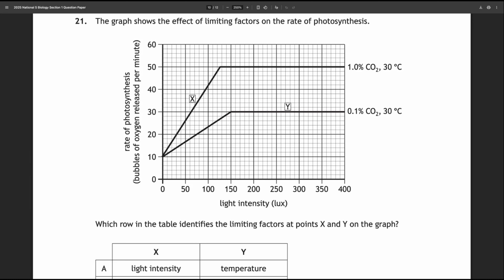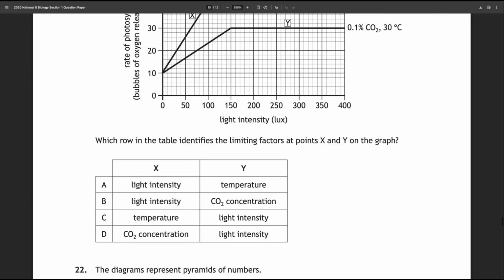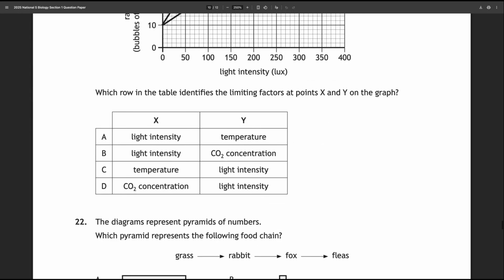Okay, if the graph is still going up, the limiting factor is whatever is in the bottom axis here, which will be light intensity. For Y, this point we've leveled off, so it's no longer light intensity that's a limiting factor. It must be something else. And if we compare the two lines, you can see the temperature is the same, so that hasn't changed. But the reason why this line at the top is much higher in terms of its rate of photosynthesis is because of the increased carbon dioxide concentration. So therefore, on Y, the limiting factor is carbon dioxide concentration. So the combination which works in the answer table there is B, light intensity, and CO2 concentration. So 21 will be B.